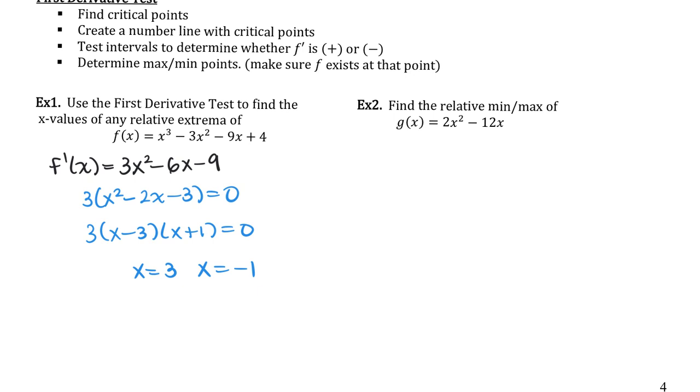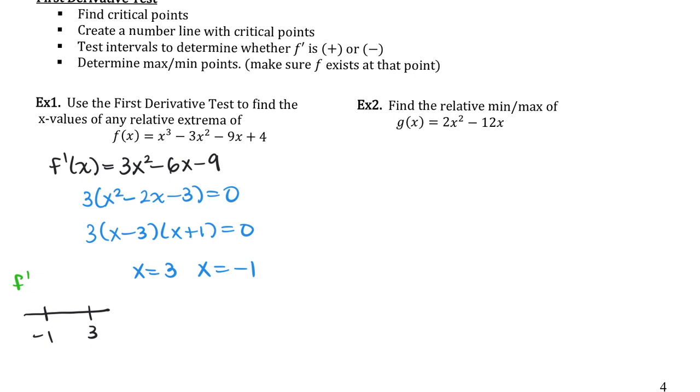Okay, I should check that they are defined in the original function. They are, because this is a polynomial function. So I'm going to make a number line, little one over here. I'm going to put my two critical numbers on here, which are negative 1 and 3. Okay, and then I want to check the signs of f prime. So I'm checking this in the f prime function.